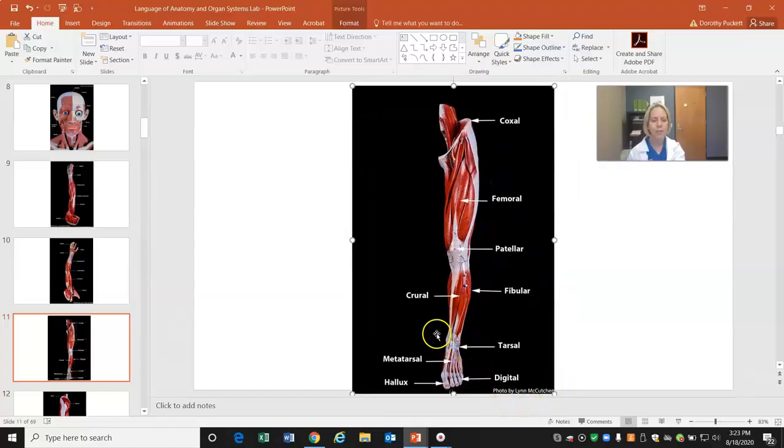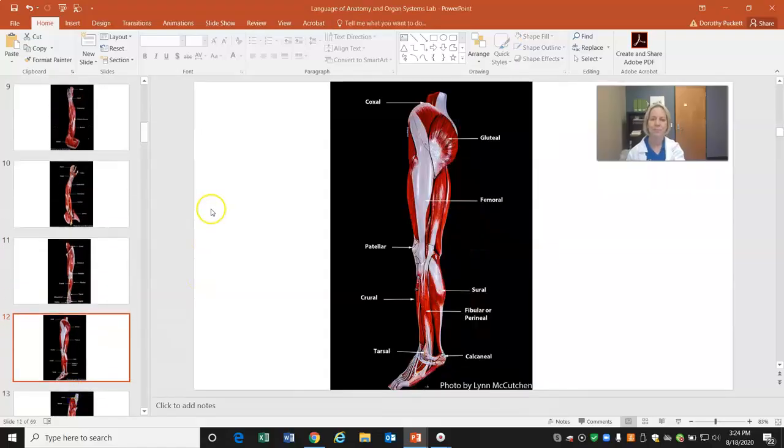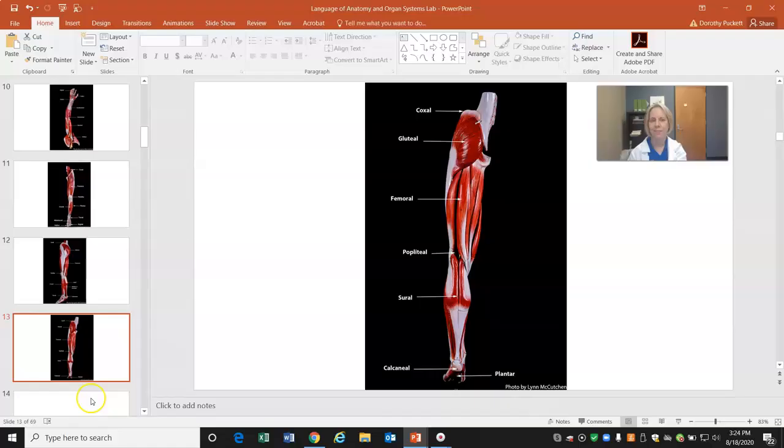Here's the tarsal region or the ankle. And then the top part of the foot is the metatarsal region, the digital region, just like the fingers, and the big toe is called the hallux region. We can also see the sural region, which is your calf, and the calcaneal, the heel. The bottom of the foot is called the plantar region, and the back of the knee, the popliteal region.